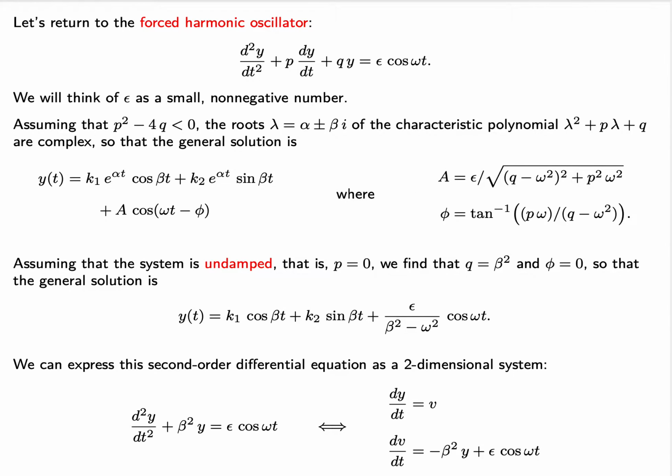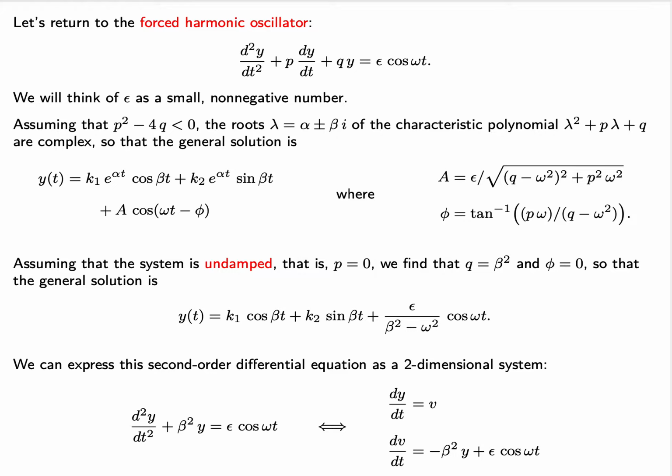Recall that we considered the forced harmonic oscillator, which we can write in the form y'' + p y' + q y = epsilon cos(omega t). The amplitude of our forcing term, epsilon, can be thought of as a small non-negative number. Here, omega will be the frequency at which we're forcing.